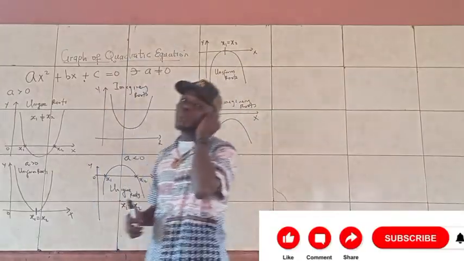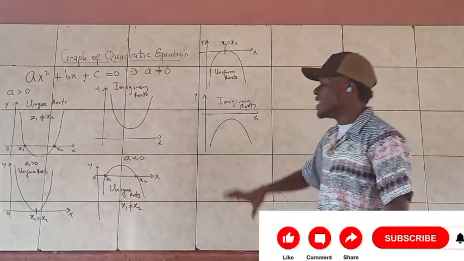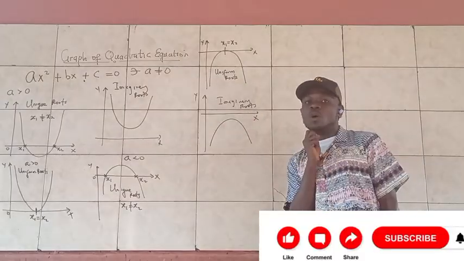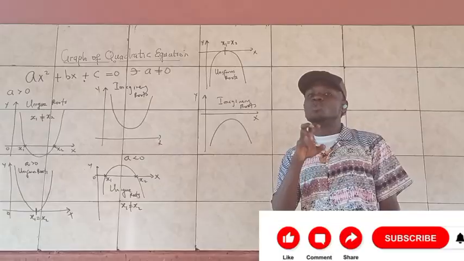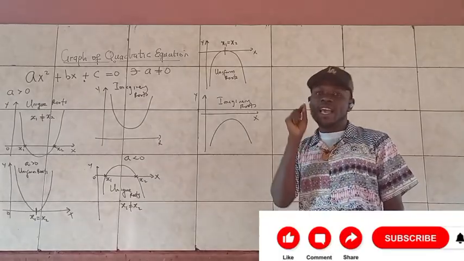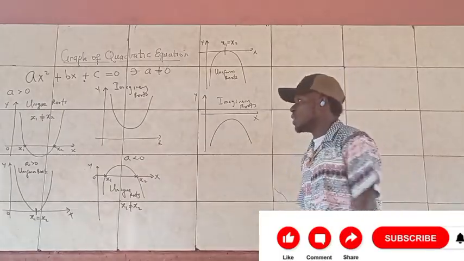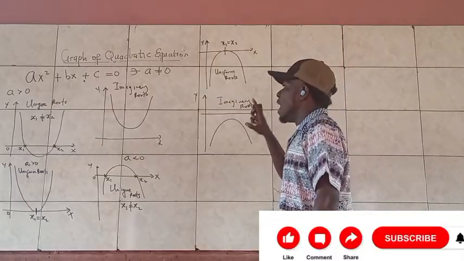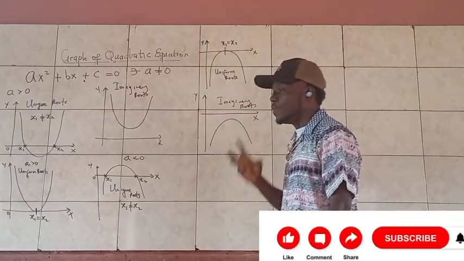In other words, whenever you are plotting a quadratic graph, you expect this kind of shape depending on the value of your a, which happens to be the coefficient of your x squared. Actually, so that is how we know which way our graph is to face.